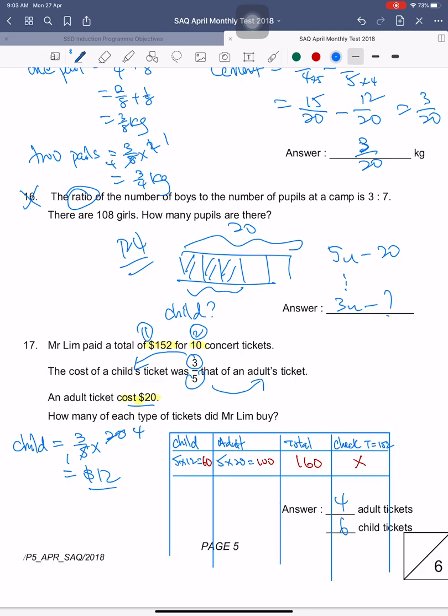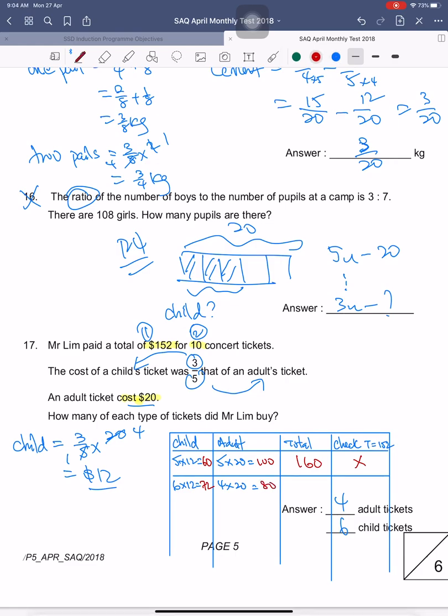expensive. So let's say I reduce it to 4. If 4 adults, the child ticket must be 6. Remember, first condition, the second condition, these 2 adults must be 10. Okay, so let's try. So 6 times 12 and 4 times 20. Okay, so 6 times 12 is 72, and 4 times 20 is actually 80.